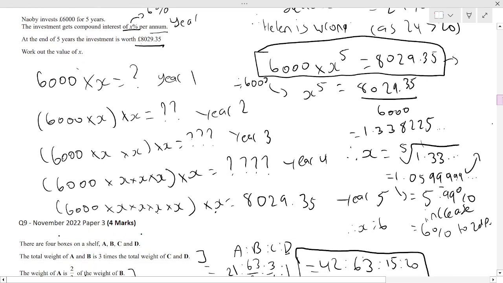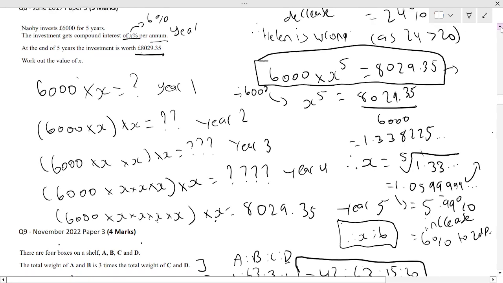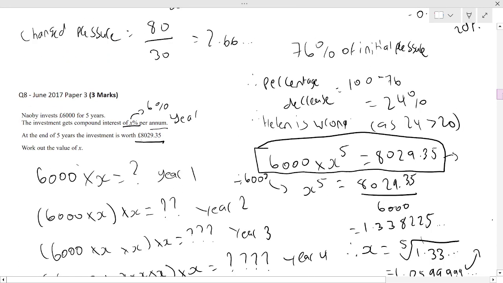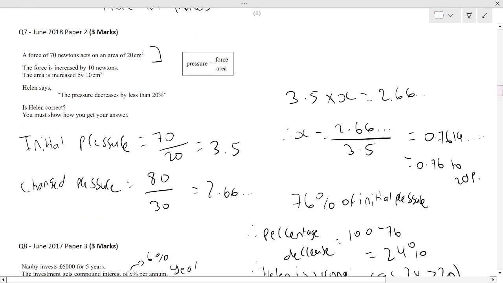Question 8. So x is 6 here. I guess I'll highlight that. So that was 2017. Yeah, 6%, 5.99. Yeah, that's what we got. Cool. Question 7.